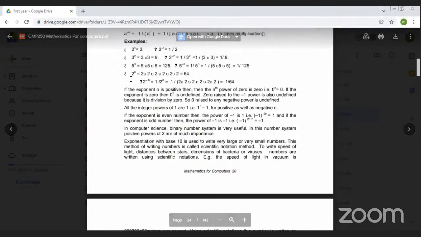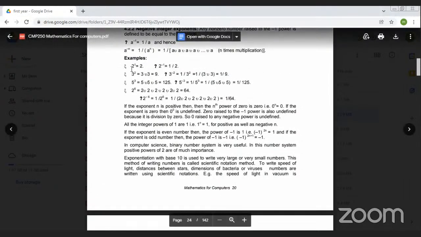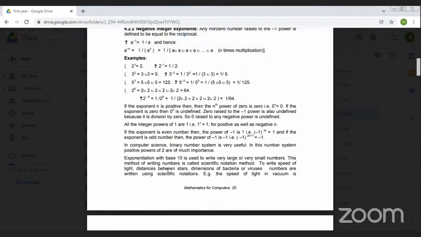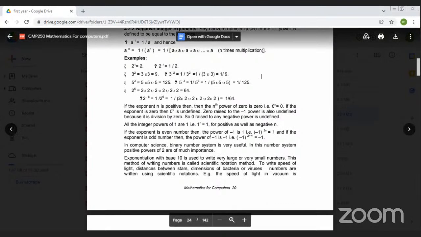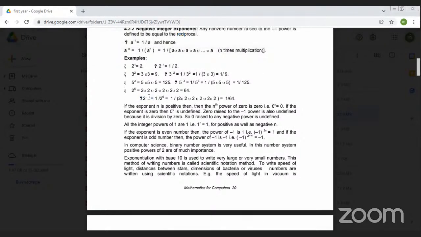Here they have given the example. We know 2 squared is 4. But what if I write 2 raised to minus 2? Then it will be 1 upon 2 squared. Through this, 2 raised to minus 6 they have taken. So 1 upon 2 raised to 6. You have to multiply it 6 times, so the value will be 1 upon 64.